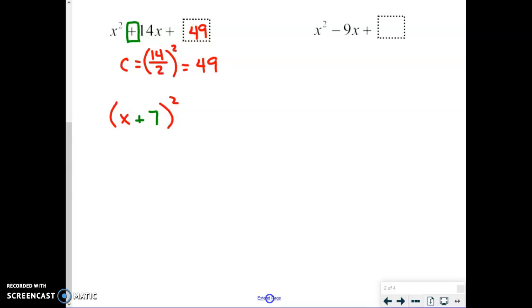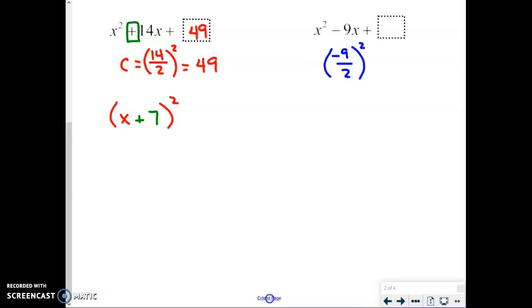The next example that we have over here is what happens when you deal with an odd number. So odd numbers are no different than even numbers. You still look for the same exact concept we had. So in this case, we would take half of negative 9, and then we square it.